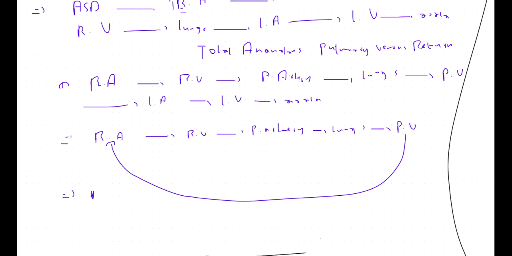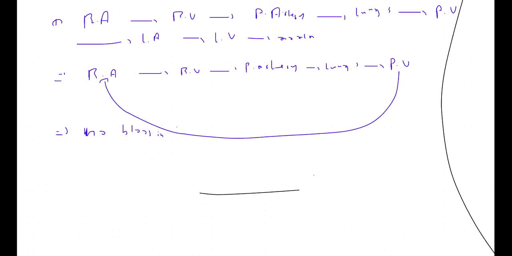No blood in the left atrium and left ventricle, is it? So I have to create the shunt. Otherwise the patient will die, because there will be no blood in the aorta as well, is it?